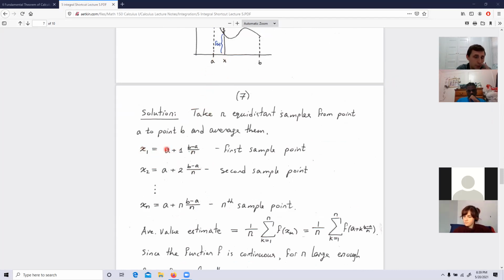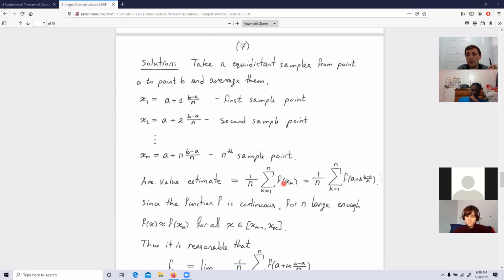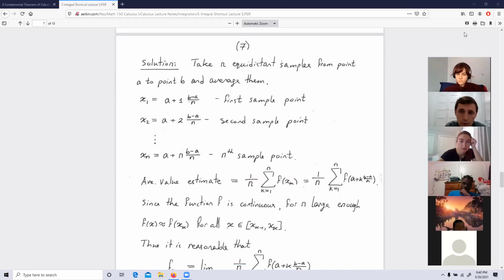So x1 is the first excavation site. It's a plus 1 times (b minus a) over n. x2 is a plus 2 times (b minus a) over n, and so on and so forth. Yes? So what do you do, guys? You take those sample points, plug them into the function, add those numbers up, and divide by n. So far clear? So far you understand?